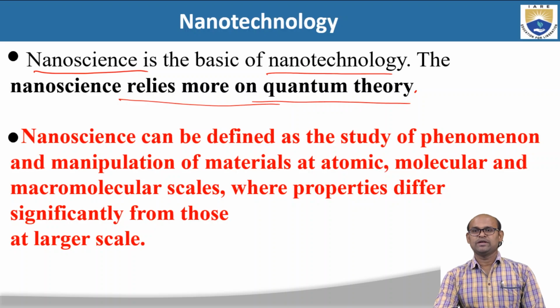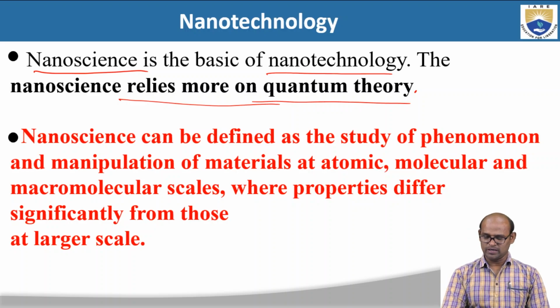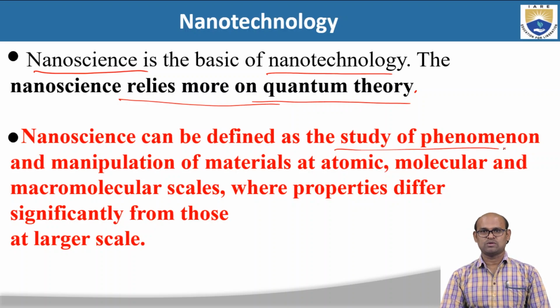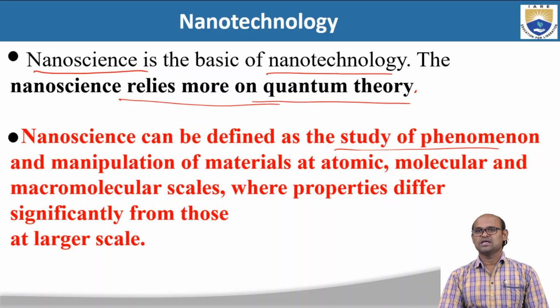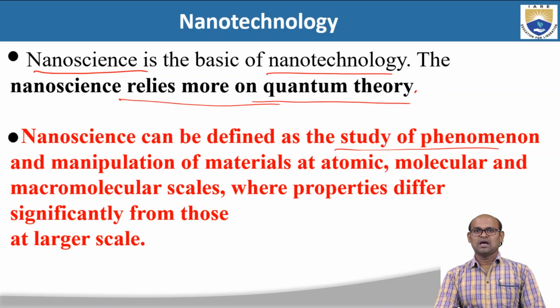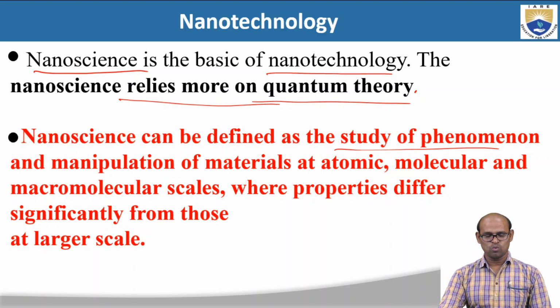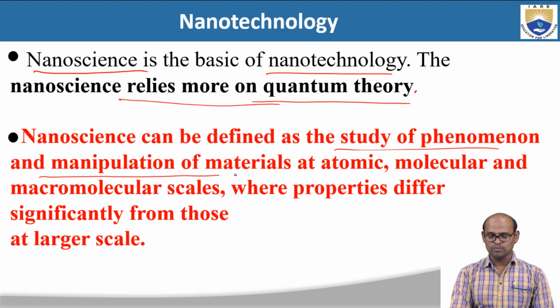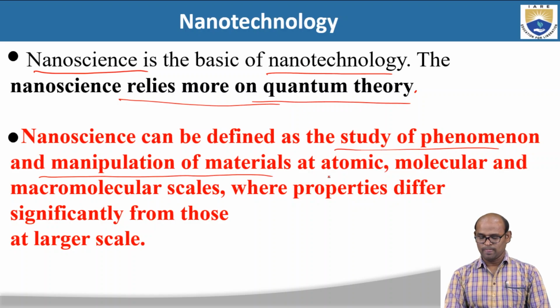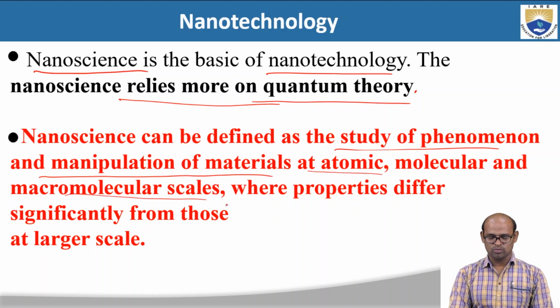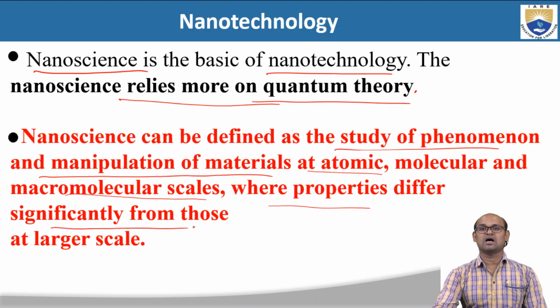So nanoscience can be defined as the study of phenomenon. So what do we mean by nanoscience? We are saying that nanoscience is the basis of nanotechnology, and nanoscience mostly relies on quantum theory. So what is this nanoscience? Nanoscience is defined as the study of phenomenon and manipulation of materials at atomic, molecular, and macromolecular scale, where properties differ significantly from those at large scales.